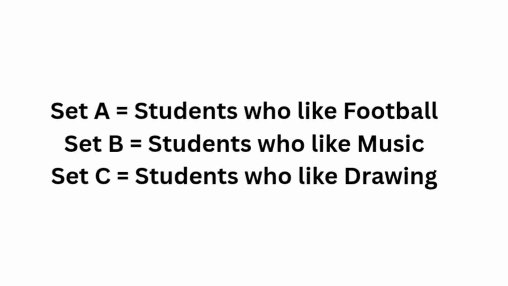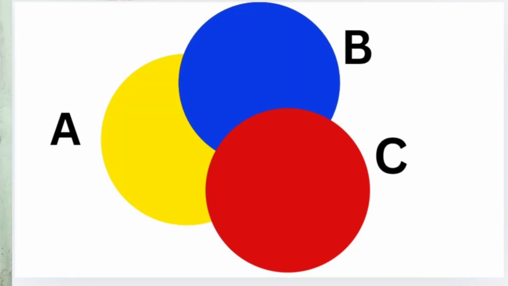The third example, students' hobbies. Set A: students who like football. Set B: students who like music. Set C: students who like drawing. Only football: some boys. Only music: some girls. Football plus music, no drawing. Football plus drawing, no music. Music plus drawing, no football. All three: very few talented students. None: students who like reading or gaming instead.